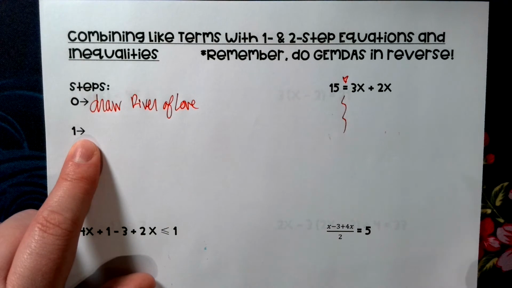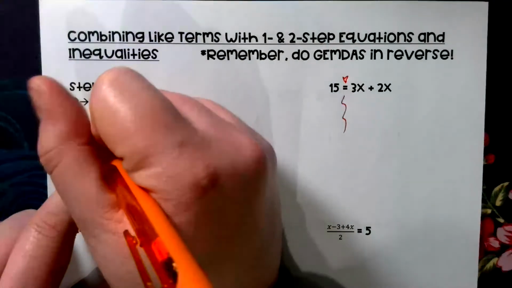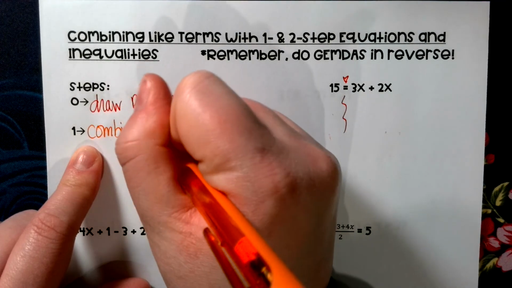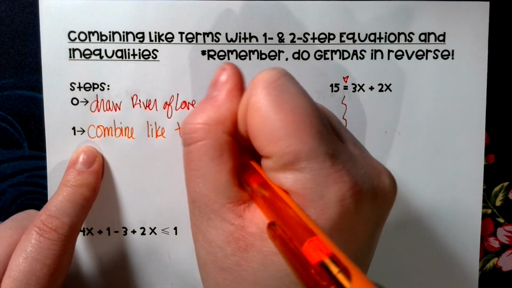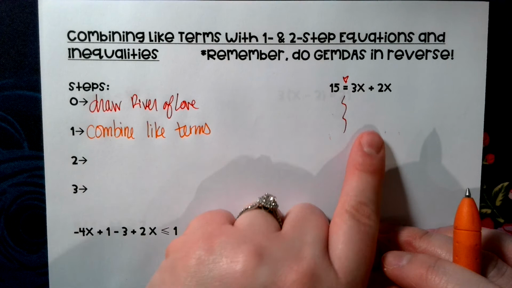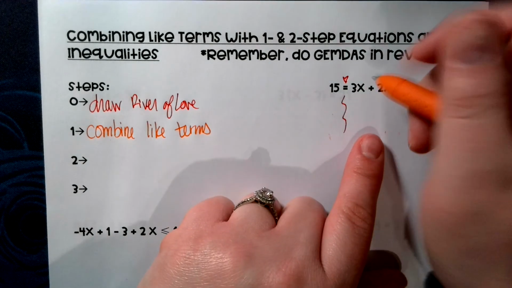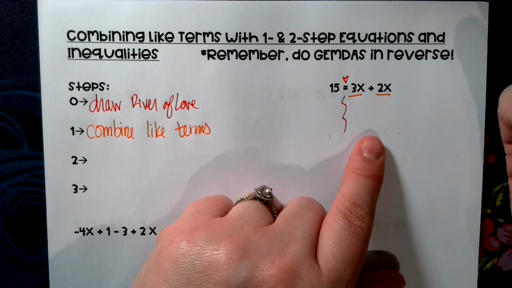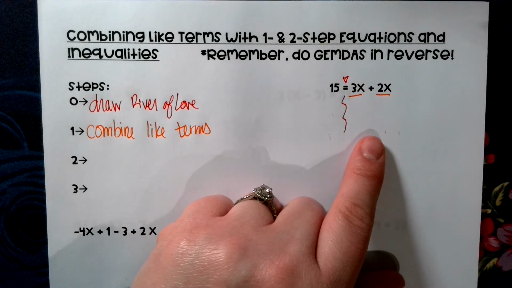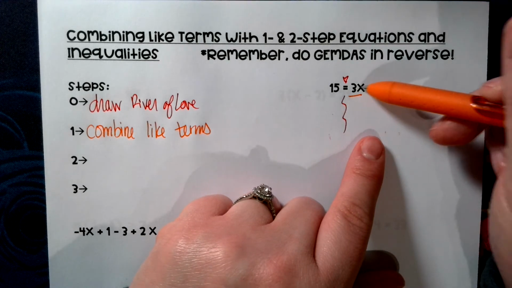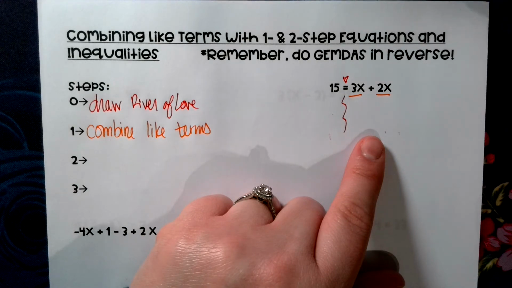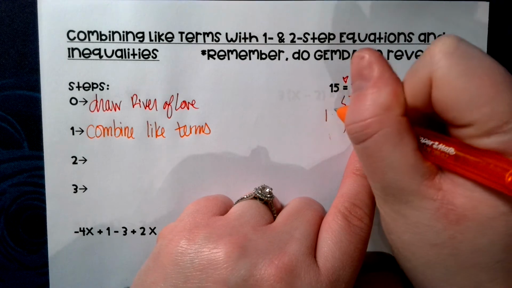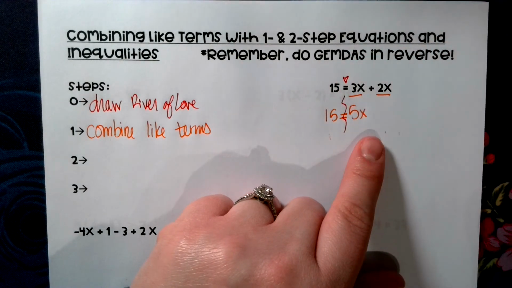Then now what we're going to have to do is combine our like terms, like we see in this problem. I have a 3x and a 2x. I need to combine those before I do my inverse operations to solve. So 3x plus 2x would give me what? 5x. So now I see my equation is really 15 is equal to 5x.